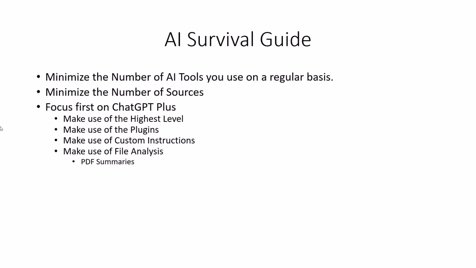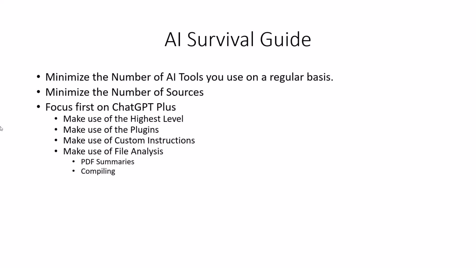For example, the file analysis can do PDF summaries. If you have a long, complicated PDF and you have ChatGPT Plus, you can upload that PDF and ask ChatGPT Plus for a summary. You can ask it for the main points. You can ask it for bullet points. So if you have very long, very complicated, very hard to understand documents, you can ask ChatGPT to help you not only to understand it, but at minimum to get your arms around the basic principles of what it is trying to say.